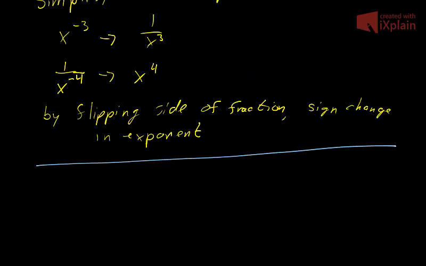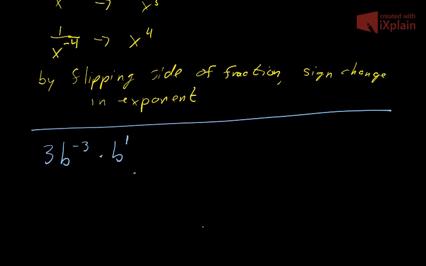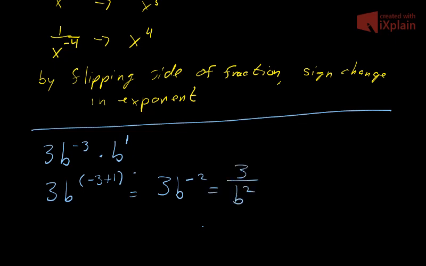Now we're going to try a couple more difficult problems. I'm going to start with 3b to the negative 3 times b. And we have our product rule here. I know if a b by itself, that means it's b to the first power. So when I see two things with exponents multiplied together, I just add the exponents. That's going to be 3b to the power of negative 3 plus 1, which is going to be 3b to the negative 2, which is 3 over b squared. And that would be my final answer there.